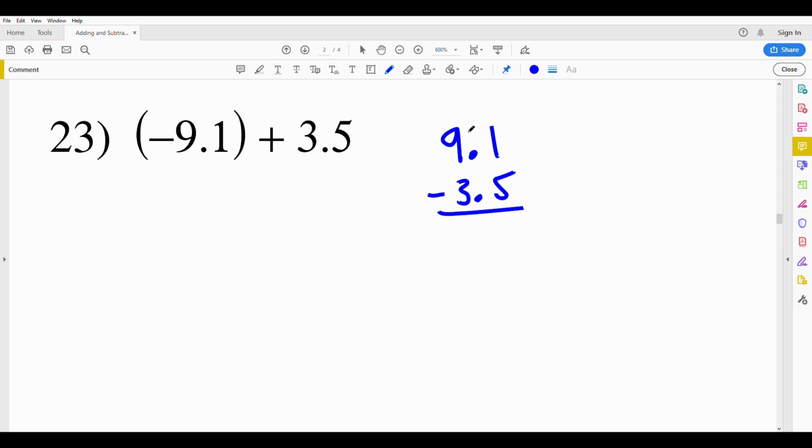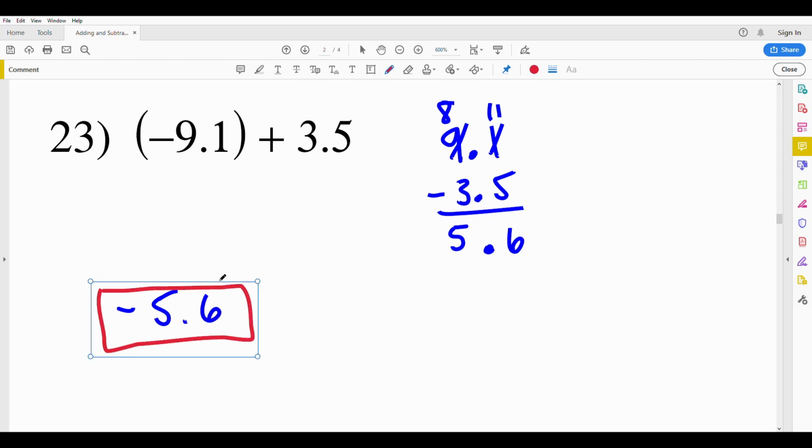9.1 minus 3.5, that's going to be 5.6. So I'm a negative 5.6. So negative 5.6 is my solution in number 23. A distance of 5 6/10 to the left of 0. And that result is a negative.